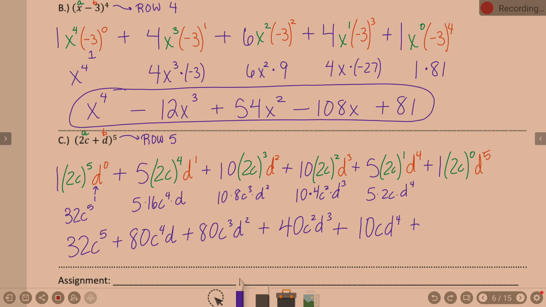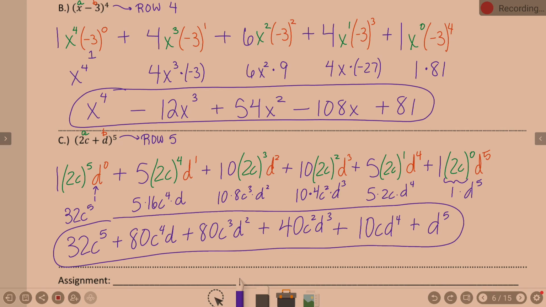Plus 2c to the 0. Well, anything raised to 0 is 1. So that 2c raised to 0 is 1, times d to the 5th, which is just d to the 5th. How many terms did I end up with here? 1, 2, 3, 4, 5, 6.